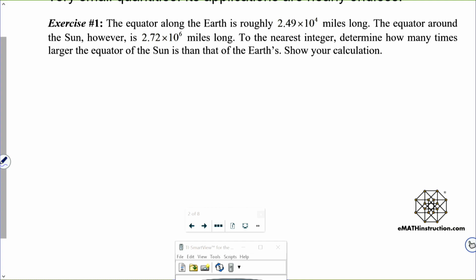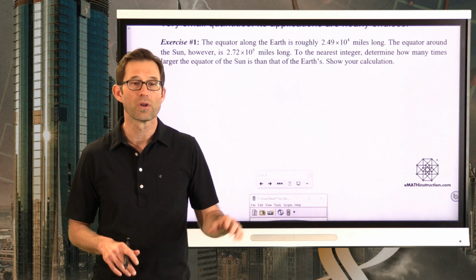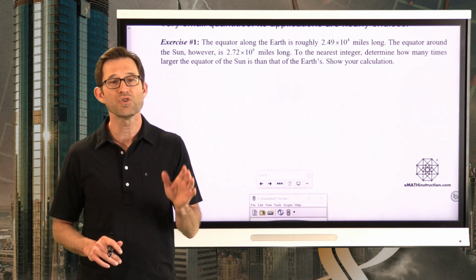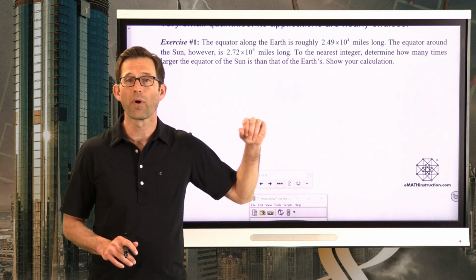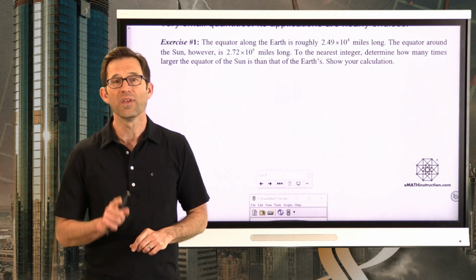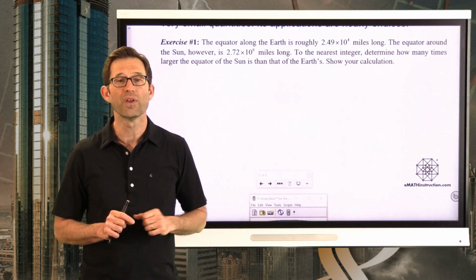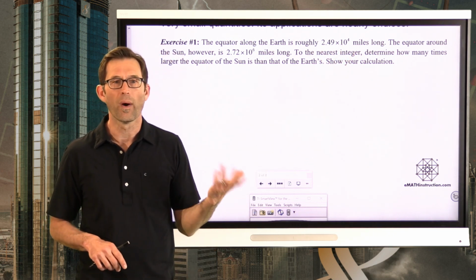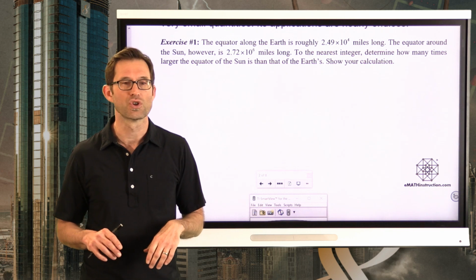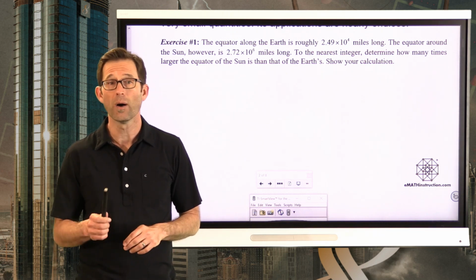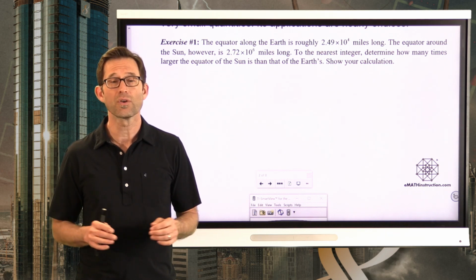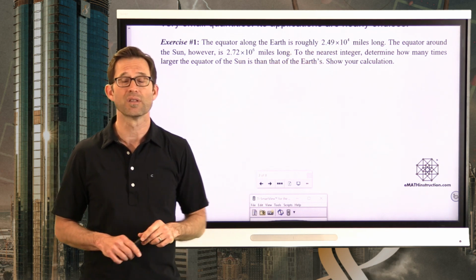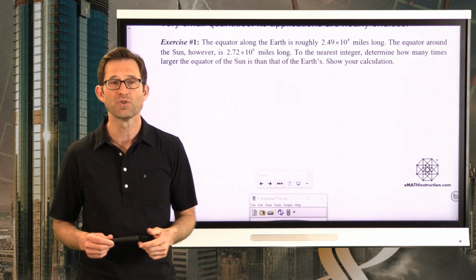Show your calculation. Now, before we get into this, you might wonder, should I put my calculator in scientific mode or not? I would actually not have it in scientific mode unless you absolutely need to have it. In this particular problem, we're just trying to find out how many times larger the equator of the Sun is than the equator of the Earth, to the nearest integer. So is it 20 times larger, 32 times larger, 57 times larger? Well, see if you can figure that out by using your calculator, not in scientific notation, but perhaps using scientific notation to put these numbers in. Pause the video now and see what you can find.